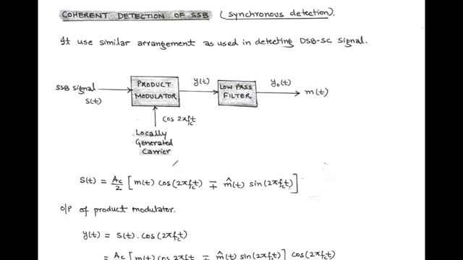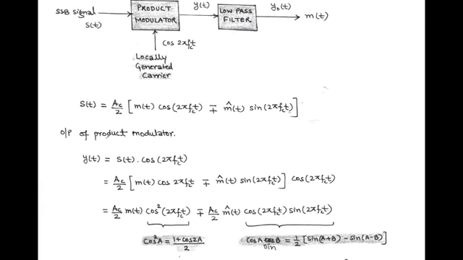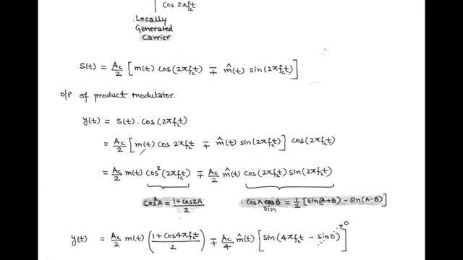Now the output of the product modulator is simply the product of input signals, that is SSB signal and locally generated carriers. So y(t) is equals to s(t) into cos 2 pi fct. Now in place of s(t) we can write Ac by 2 within bracket m(t) cos 2 pi fct minus plus m cap t sin 2 pi fct. That is called single sideband.